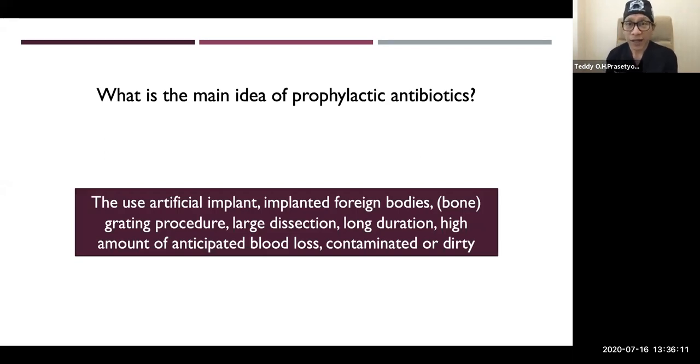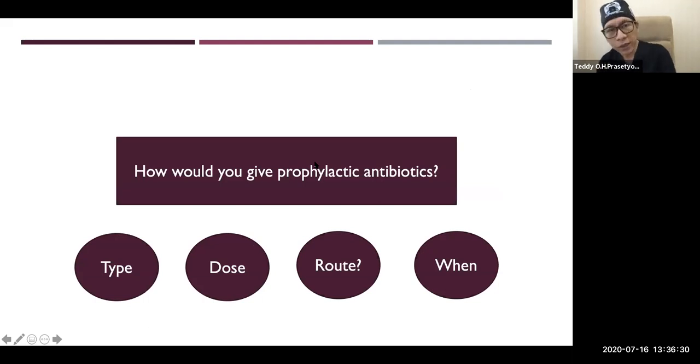I've been doing cleft lip and palate. What do you see when a surgeon deals with cleft lip and palate? This is not about clean surgery. This is about clean contaminated surgery. But I do not provide my patient with prophylactic antibiotics. Then how would you give prophylactic antibiotics then?